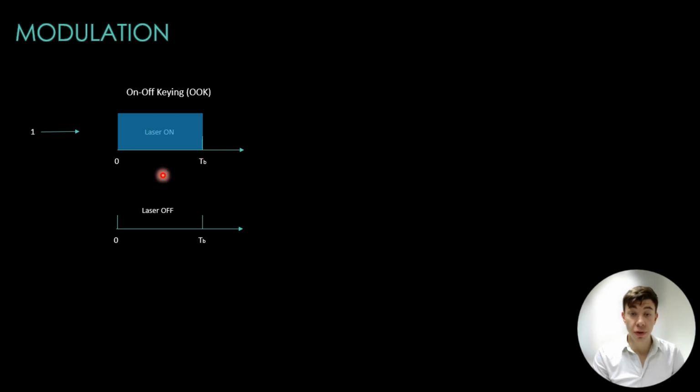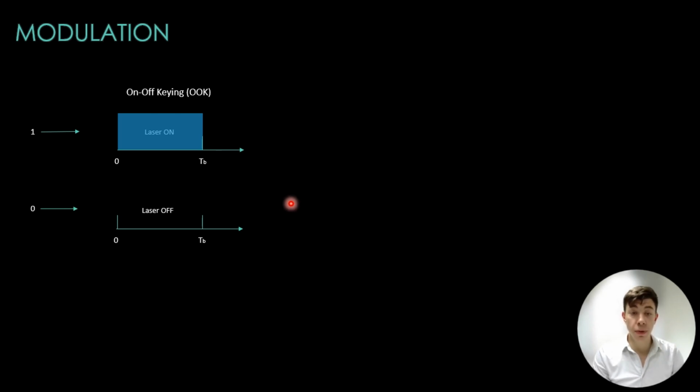In the diagram, the top figure shows that for a binary input of 1, the laser is switched on for an entire bit duration. For a binary input of 0, the laser is switched off for the bit duration TB, as shown in the bottom figure. While OOK is straightforward and easy to implement, it has limitation in bandwidth, efficiency, and is susceptible to noise.